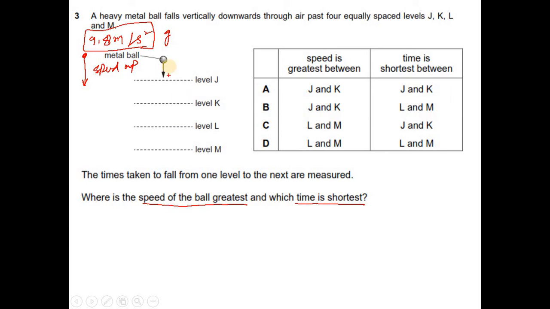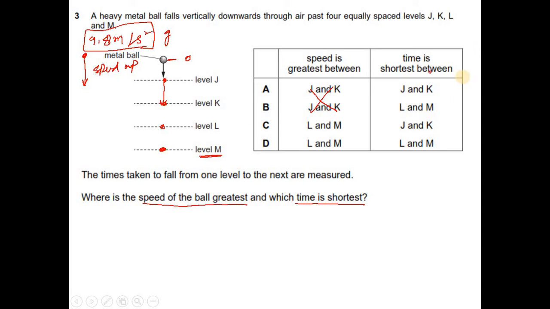At the start the velocity will be 0, and when the ball reaches J, its velocity has increased from 0, and at K the velocity is increasing even more and more. That means at level M the ball will be moving fastest. So between L and M, the ball will be moving fastest. Speed is not greatest between J and K, so you can ignore options A and B immediately. So L and M is where speed is greatest.